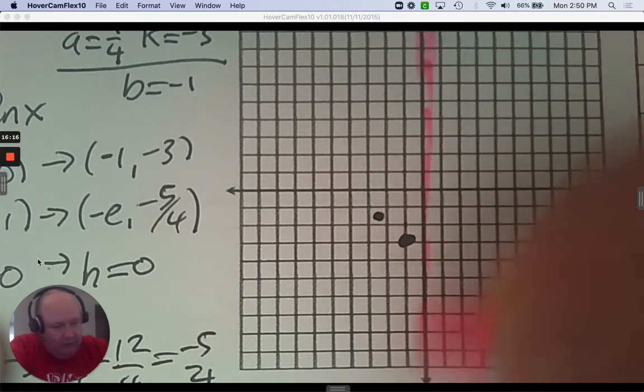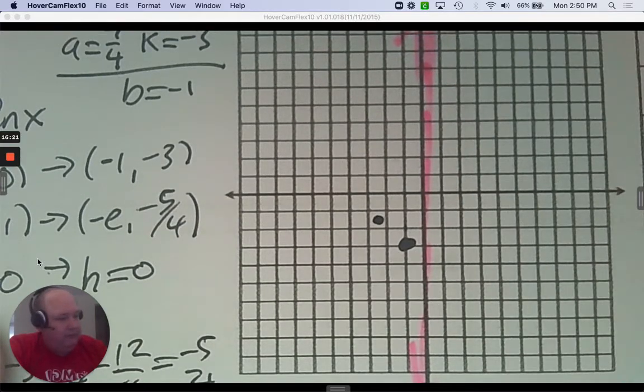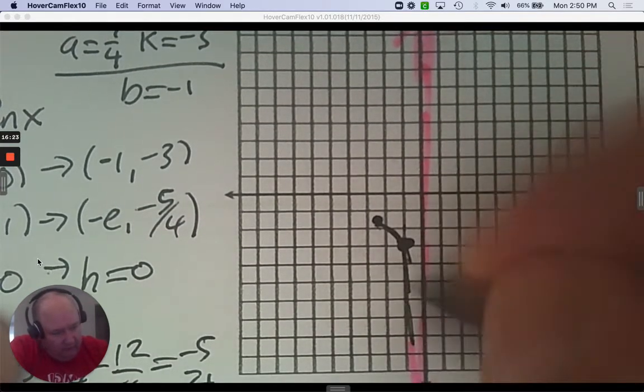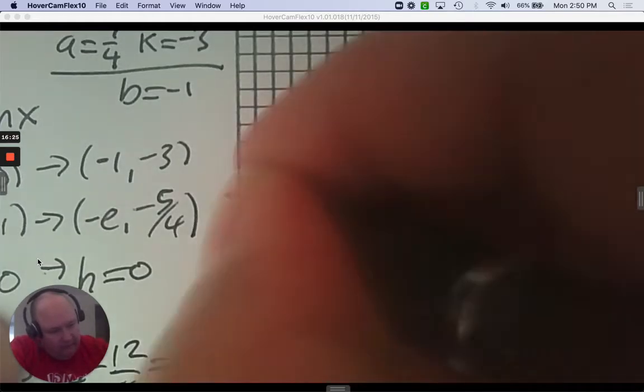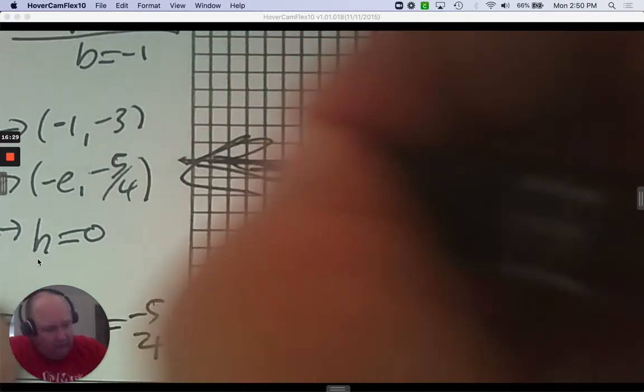There's a reflection here. Notice the picture now is on the left of the asymptote. So the picture of this logarithmic curve looks like this because it's been reflected. So there's the sketch of it.